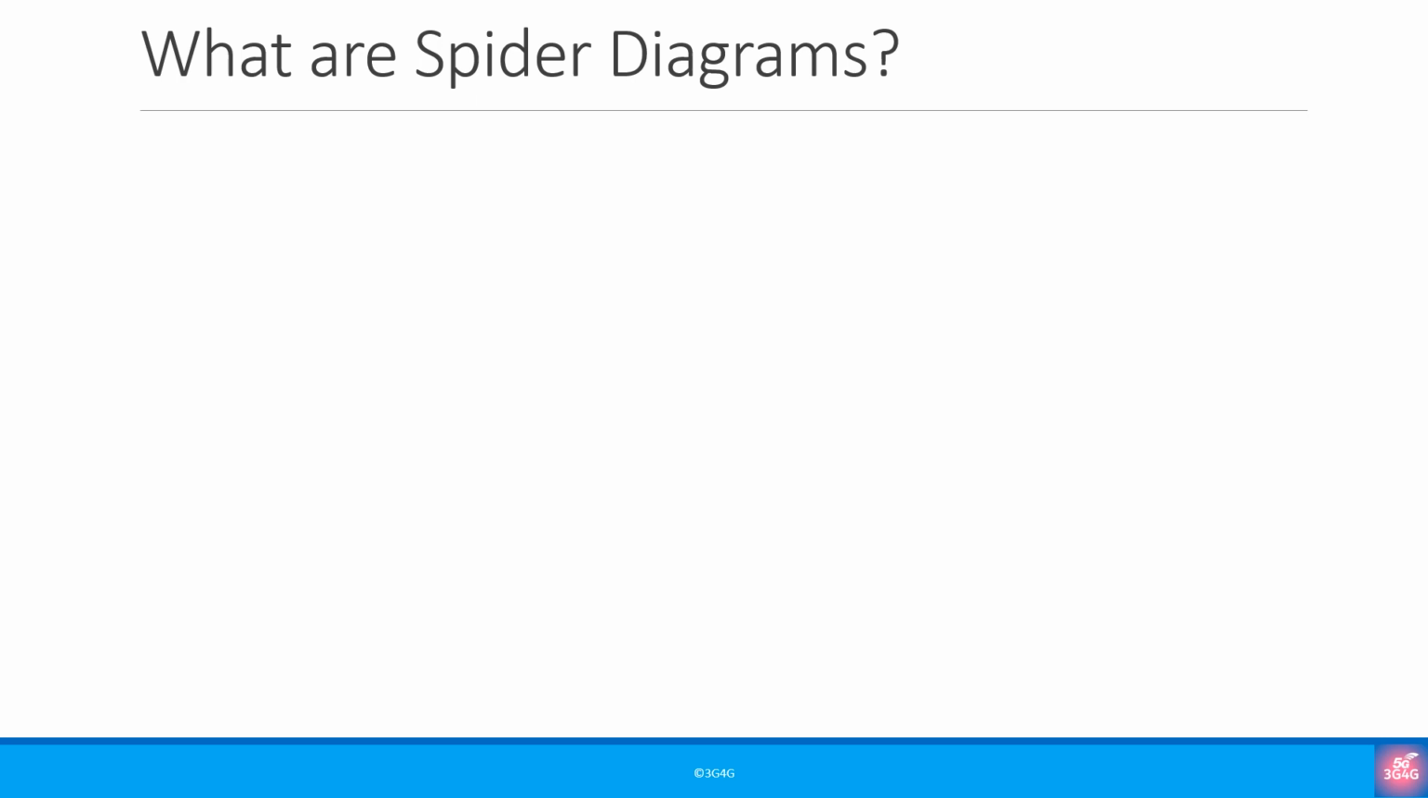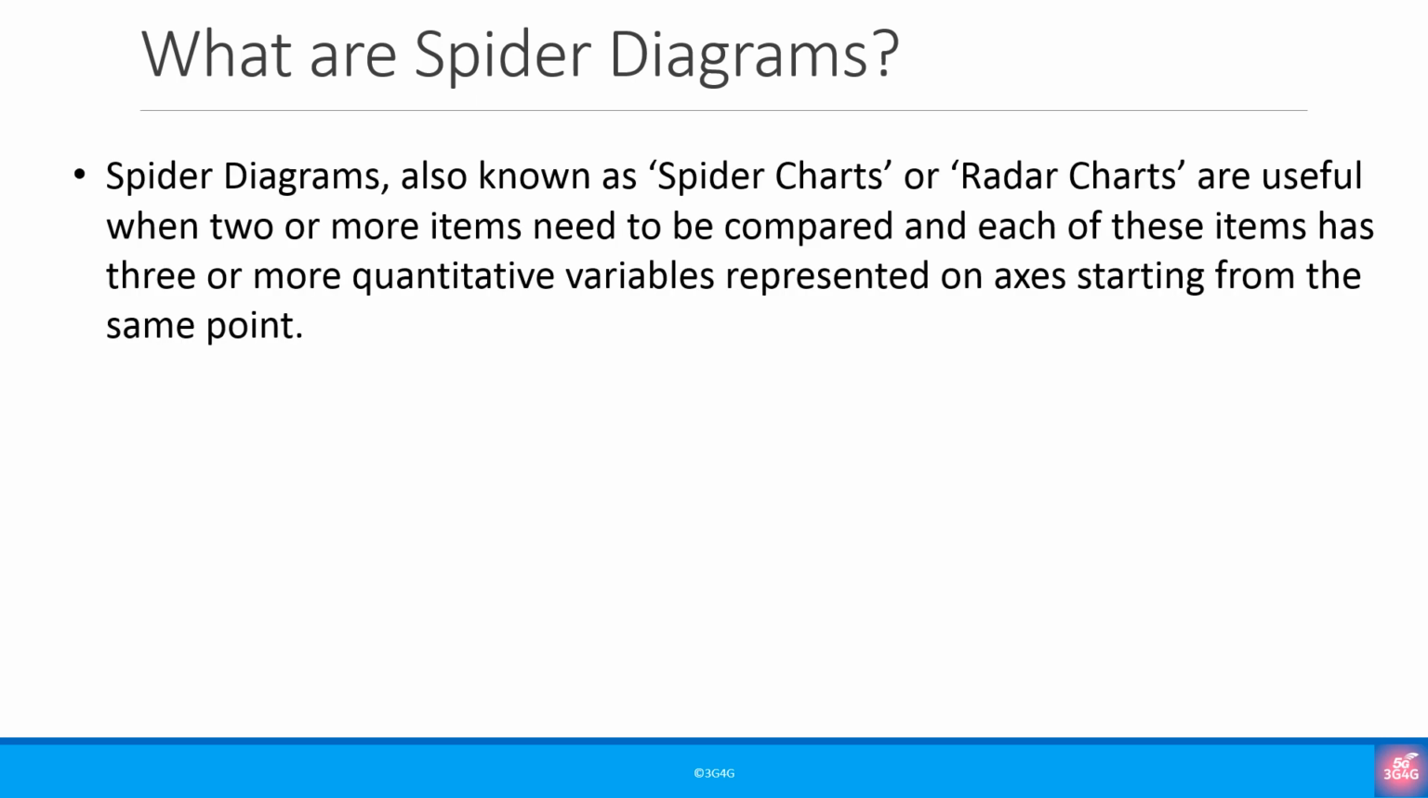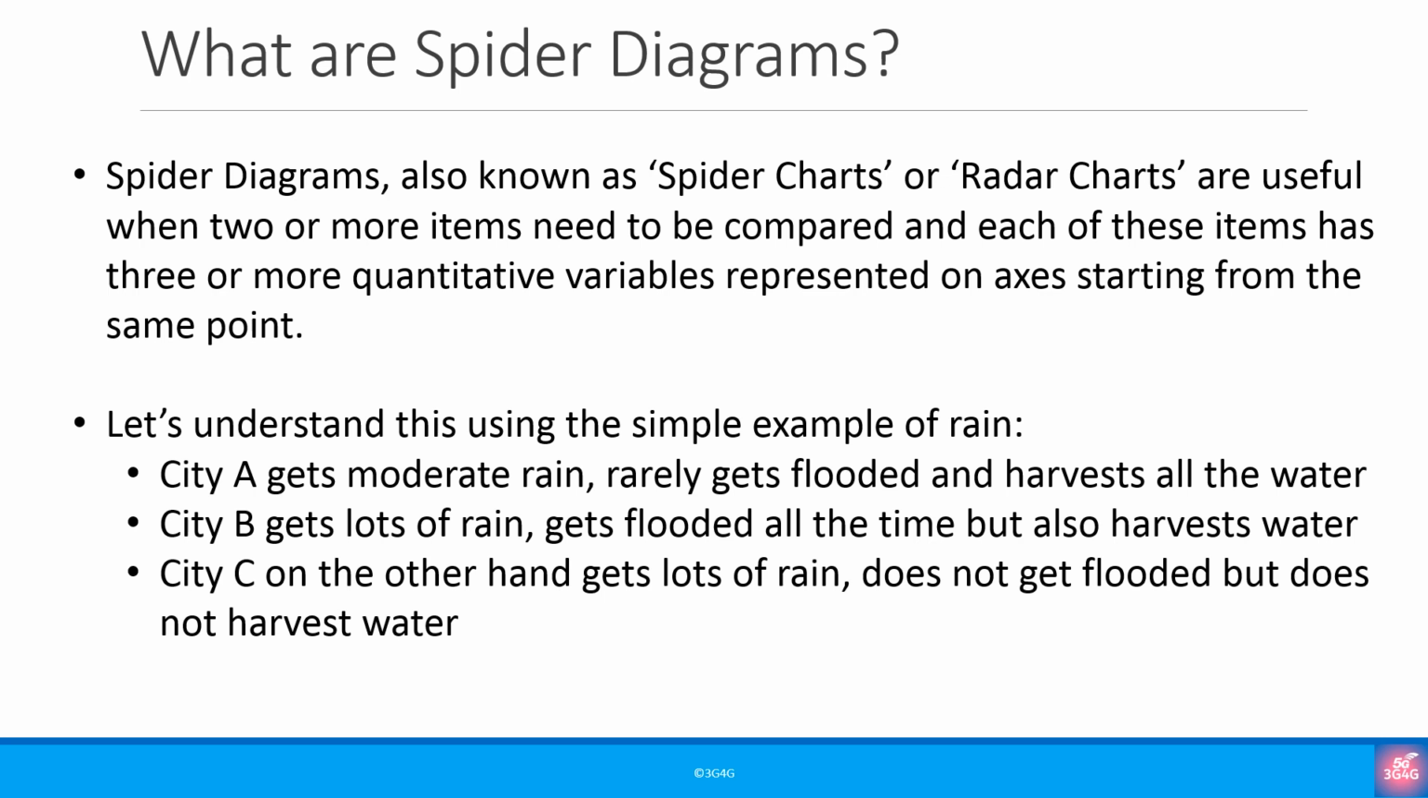So, what are spider diagrams? Spider diagrams, also known as spider charts or radar charts, are useful when two or more items need to be compared, and each of these items has three or more quantitative variables represented on axes starting from the same point. Let's understand this by a simple example of rain.